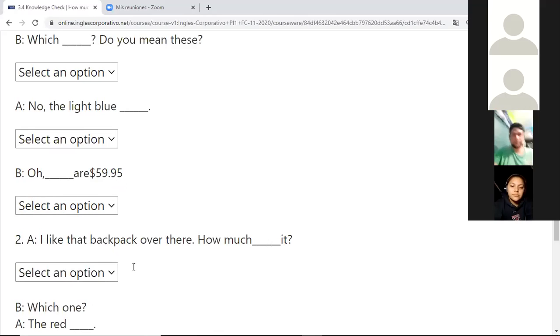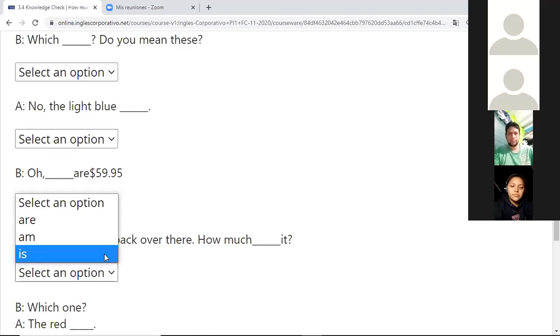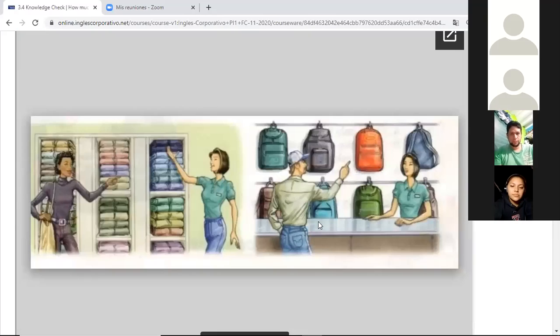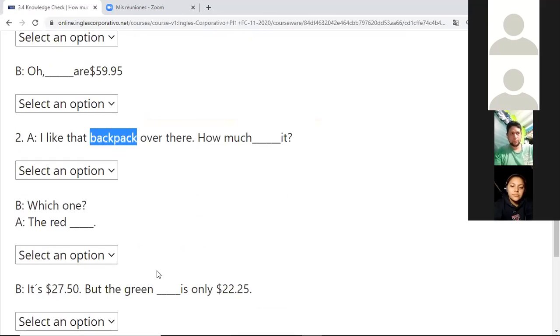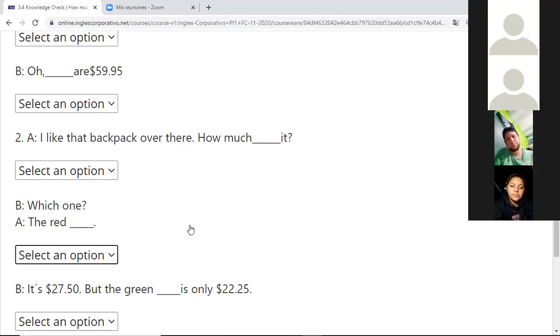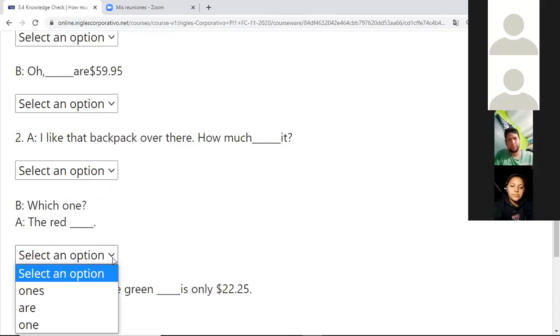Number two. I like that backpack over there. How much are, am, or is? So backpack is singular, right? Singular, only one. And I say that because the man in the picture is far from the backpack, right? Far. So what is the correct option? Are, am, or is? And finally, this one, right?